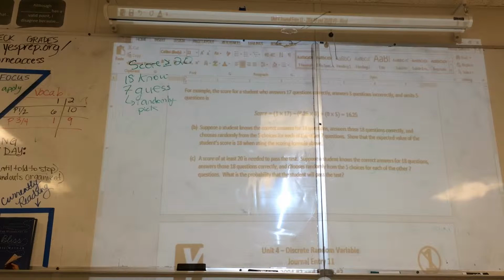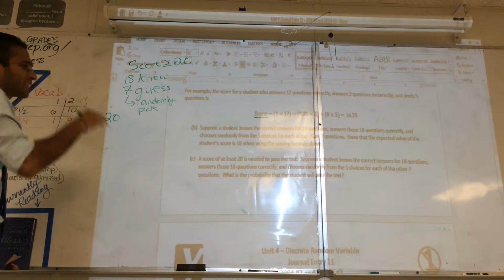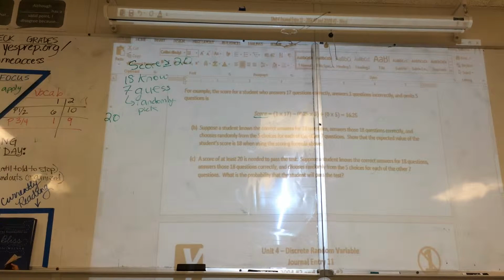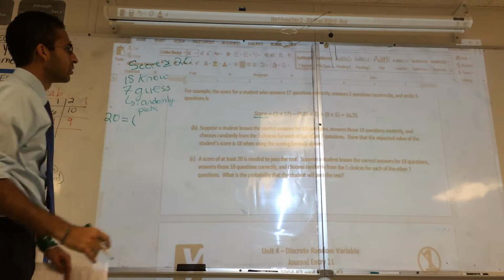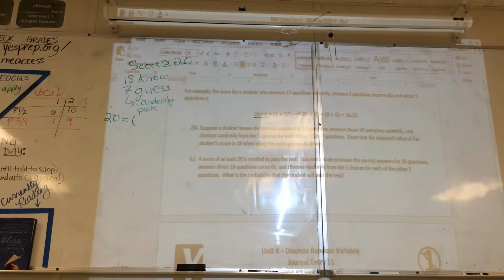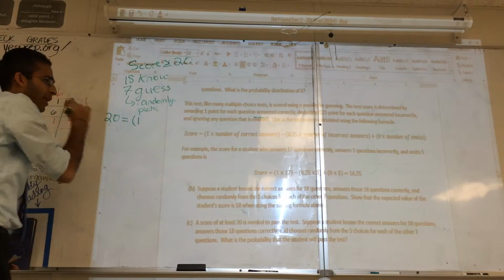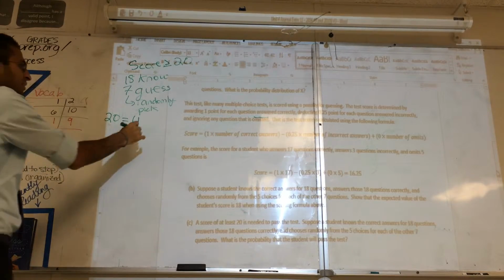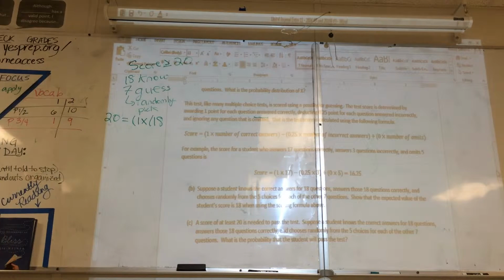Okay, so I need a score of 20. So I'm going to go ahead and put 20 right in here. That's the minimum I can get. I could get higher, of course, but the minimum is a 20. And that is equal to, if we go up, it gave us the general formula: 1 times the number of correct answers. If you remember from part B, the number of correct answers is 18. I know I'm going to get those right.